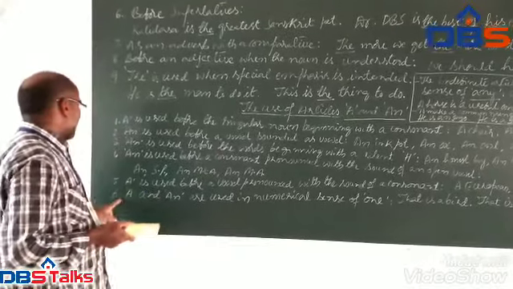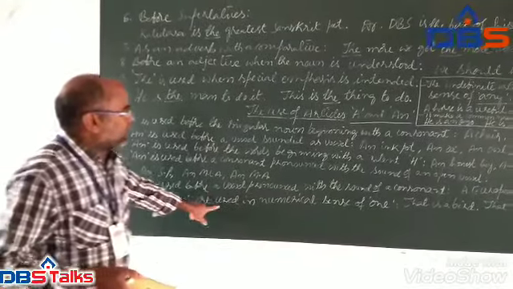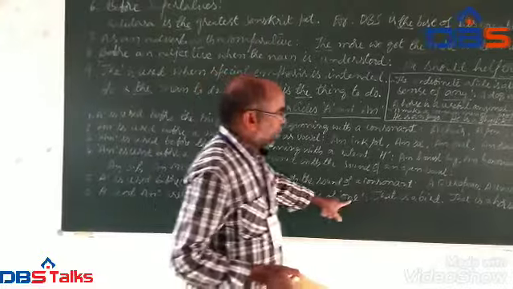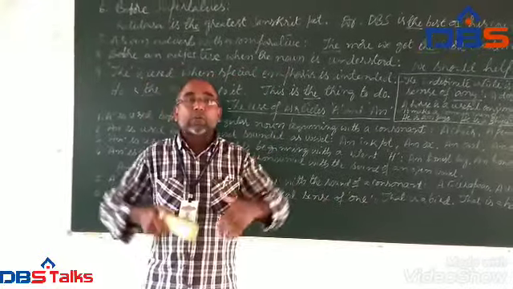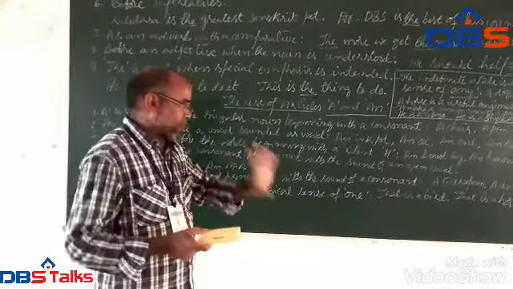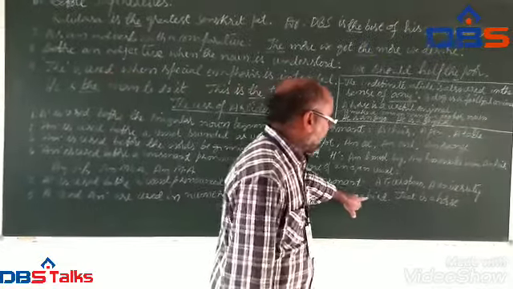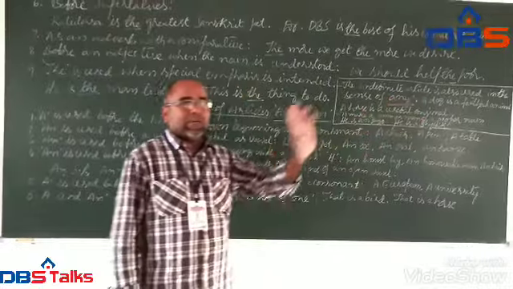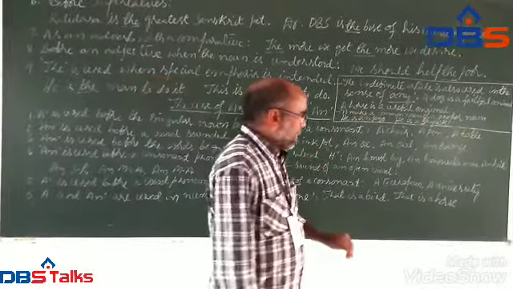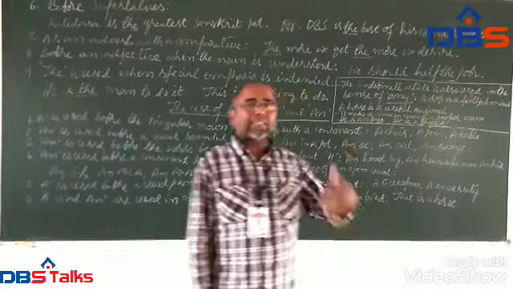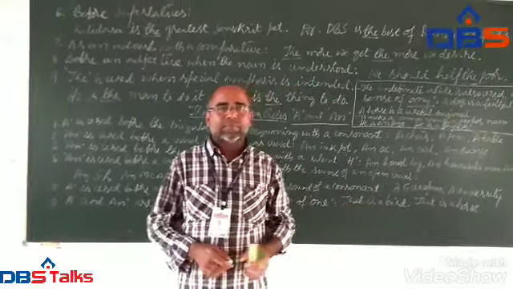Now, students, understand, a and an are used in the numerical sense of one. I already discussed with you. A and an are used in the numerical sense of one, to indicate one. That is a bird. That is a horse.